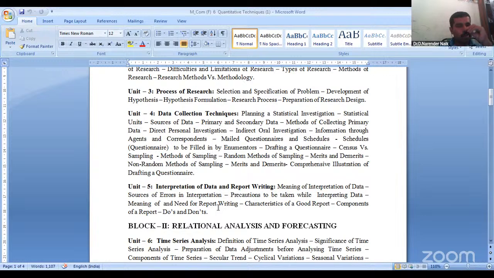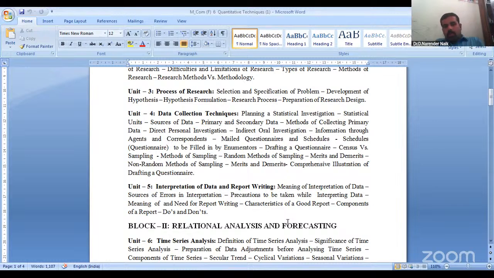Then in that here, interpretation of data, sources of errors in interpretation, if any errors have occurred. Then what are the sources? Then precautions to be taken while interpreting the data. Some precautions are required. Why? Because once a mistake has happened, it has happened, and it's a big loss for the research. Not only for research, in our daily life also we see this. Okay, so precaution is a very basic tool.